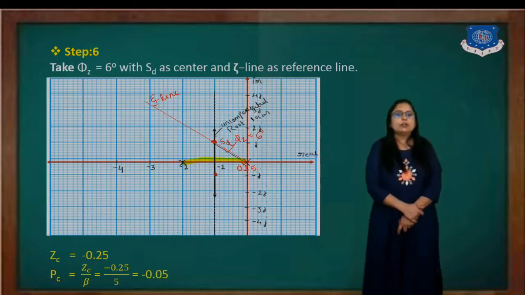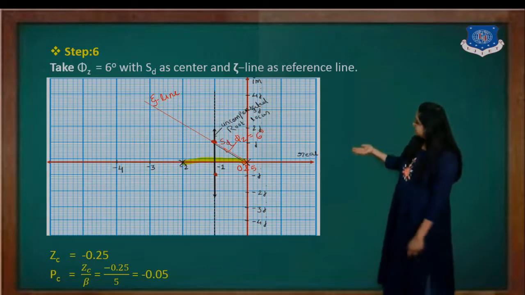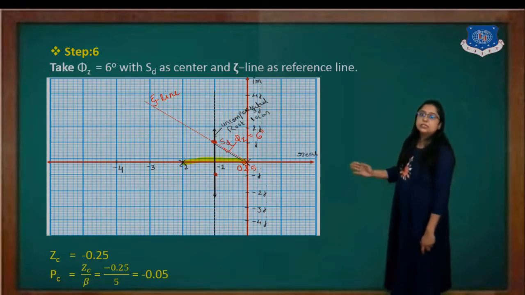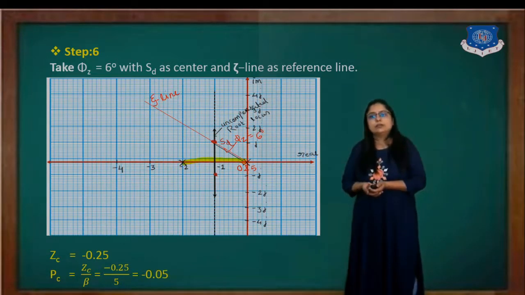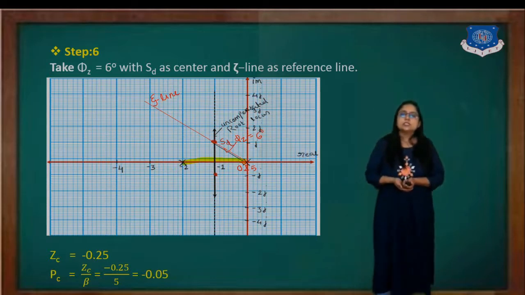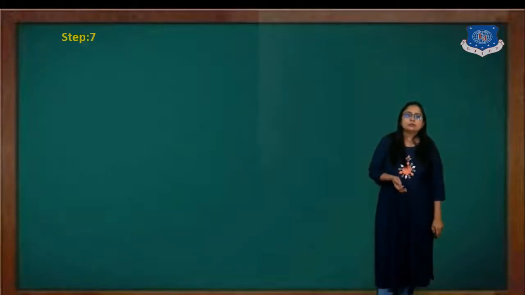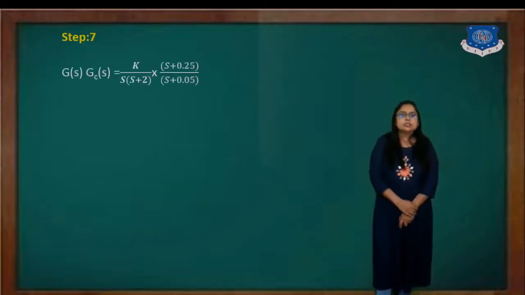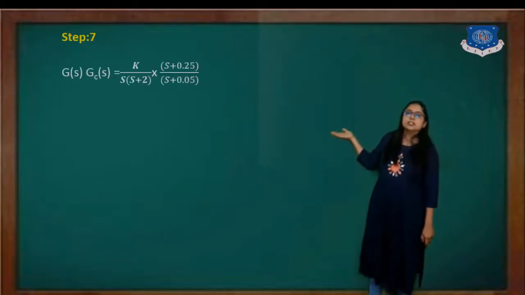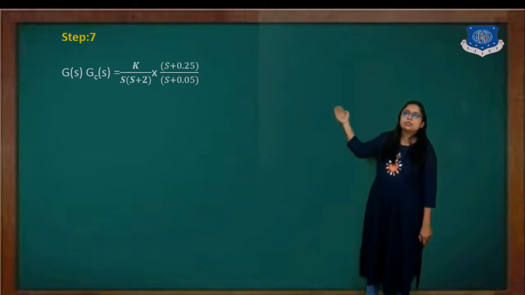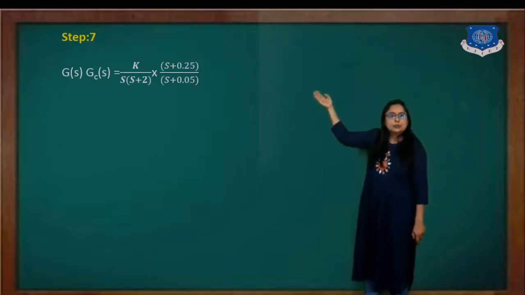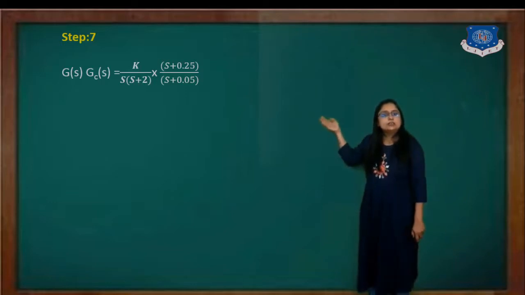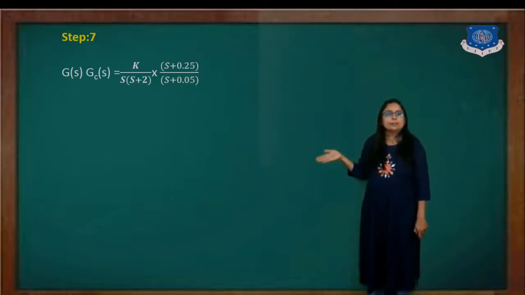That is with the help of one equation, ZC divided by beta. So minus 0.25 divided by 5, that equals minus 0.05. Now see, this is my compensated system. That means I have to multiply G of S with the GC of S. The zero is at 0.25 and the pole is at 0.05.